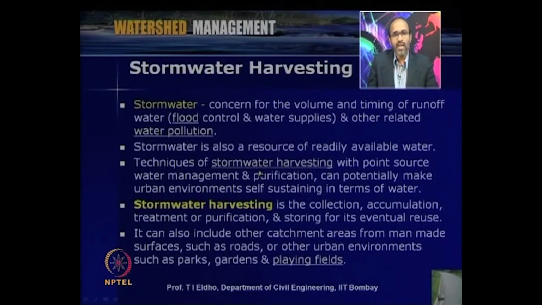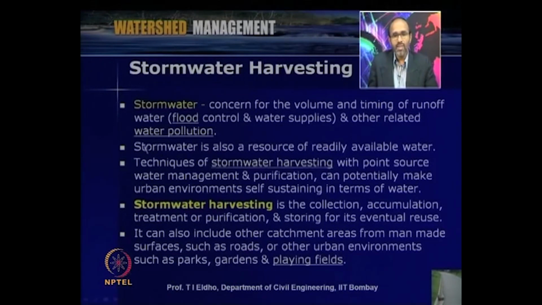Techniques like stormwater harvesting with point source water management and purification can potentially make the urban environment self-sustaining in terms of water, especially in an urbanized watershed. When urbanization increases, more water is needed. Whatever water is available in that watershed may not be sufficient, especially if the storm water is not harvested or properly utilized. So if we can collect this storm water and either allow it to recharge the aquifer systems, or use it in certain ways, that will be very useful.